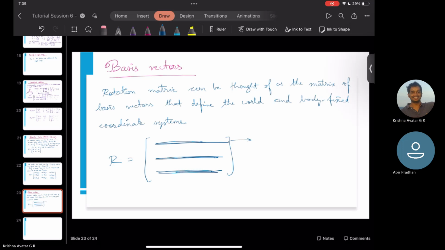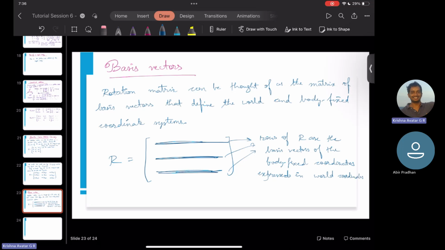So the rows of R are the basis vectors of the body fixed coordinates expressed in world coordinates, right?